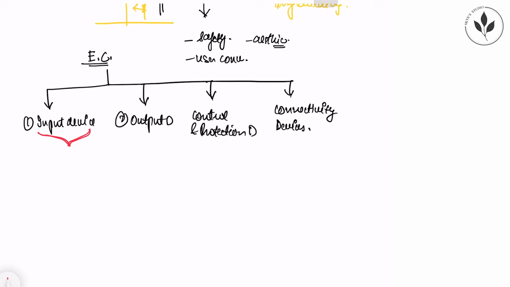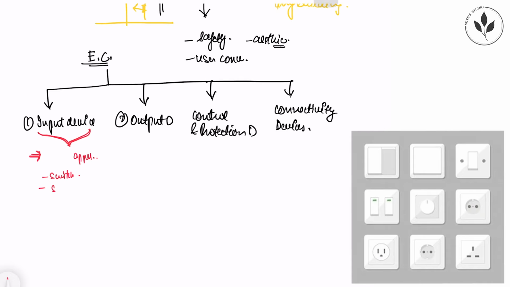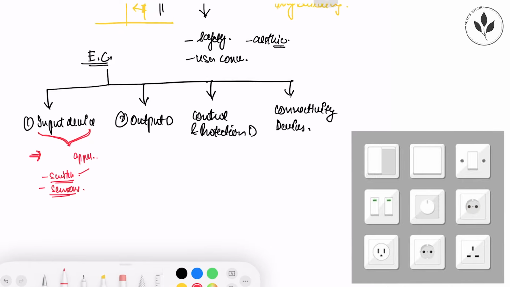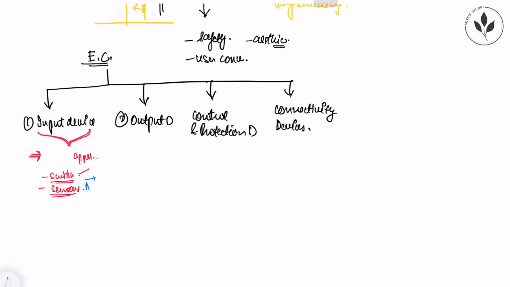So an input device is the device which is transferring your electricity from your distribution board towards your appliance. So that means the switches and the sensors are the ones which act as input devices, because when we switch on the switch, the electricity that we are receiving will be transferred to your appliance, right? So an input device is something which is the connecting element of your electricity to your appliance.